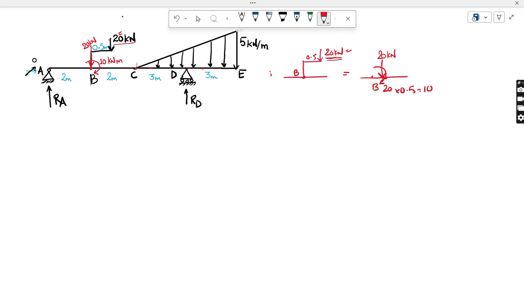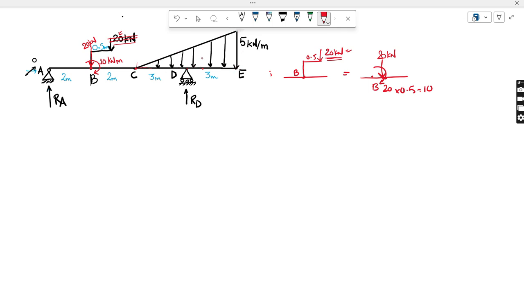So now there is no need for this. I can just delete this load because I have already converted this 20 kilonewton into a point load of 20 kilonewton and a clockwise moment of 10 kilonewton meter. Okay, so now to proceed further and to find the RA and RD, I have to first find the equivalent point load which this UVL will be producing.